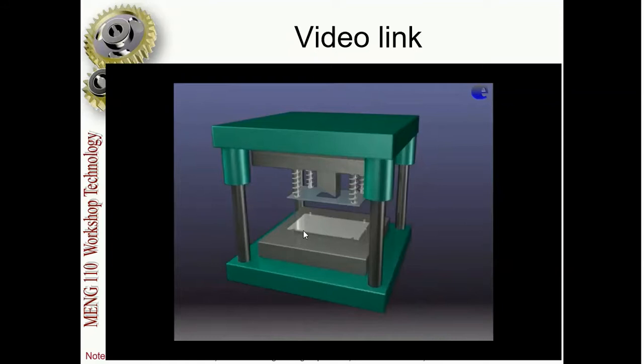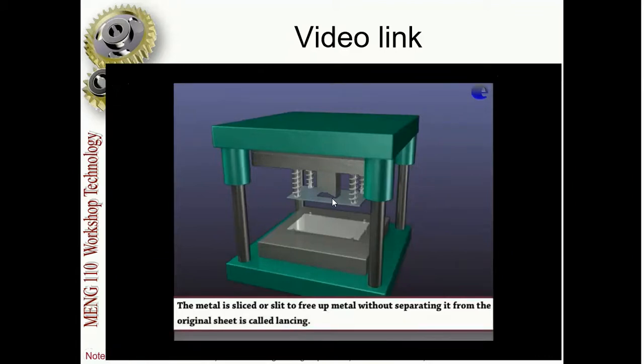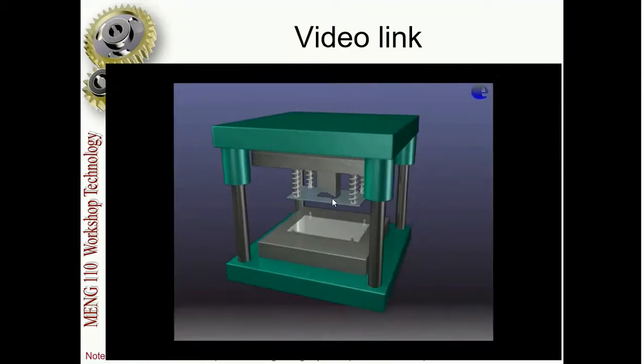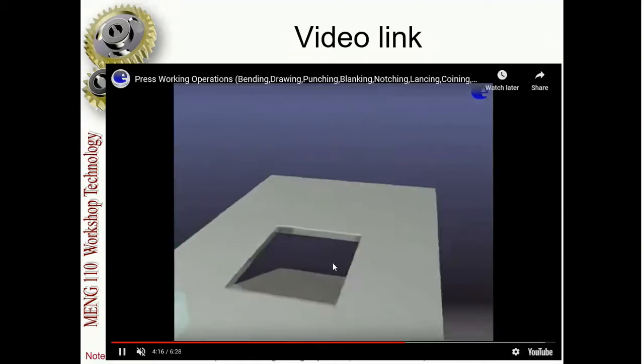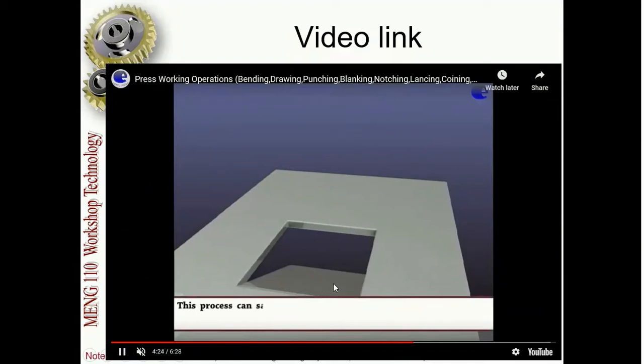Next operation is lancing. In this, complete cutting is not there. It will only cut the material from three sides. So this is the die, this is the sheet, this is our punch. See the shape of the punch. So here we are not cutting it completely. We are just cutting a little part and then bending it. See, the metal is not cut properly. Only it is cut from the three sides, and from one end it is bent. So here there is no slug.